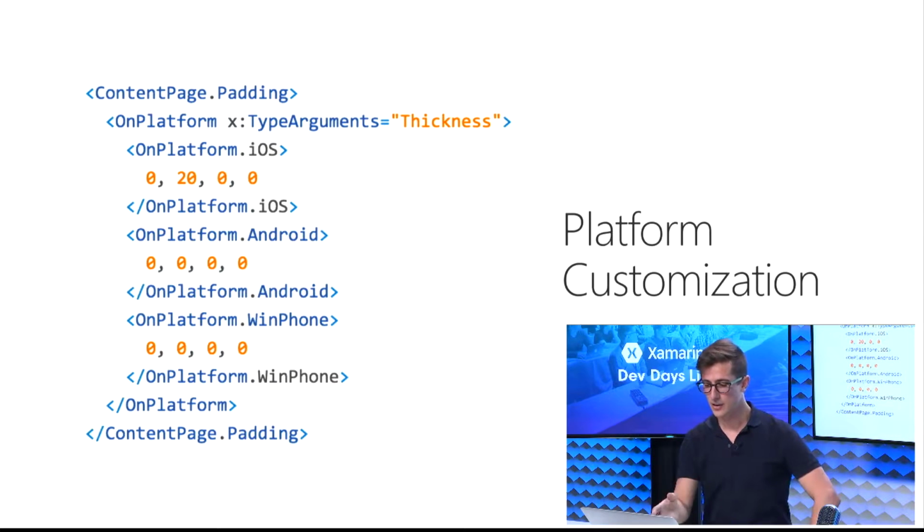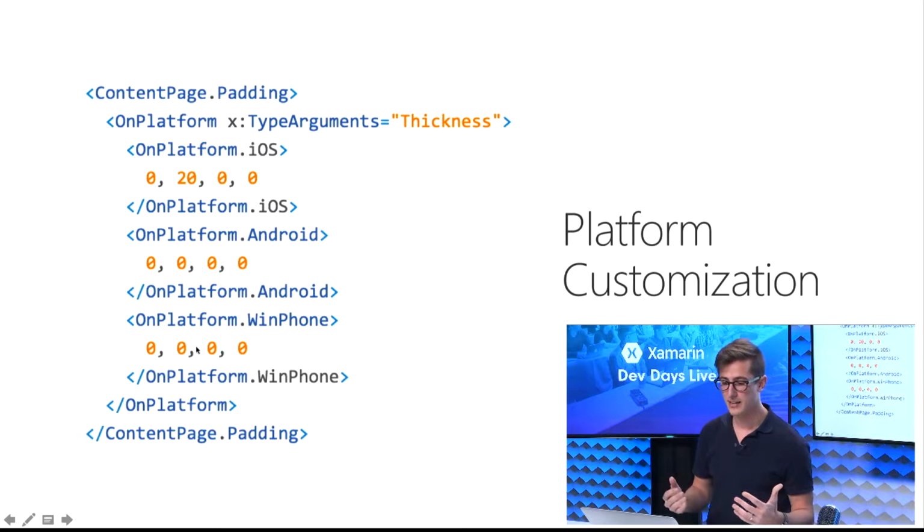and here in our platform customization code, that's exactly what we're doing. So if we look at this here, you'll see that we have 20 pixels of padding on the top for iOS, but we're not including that on Android or Windows. And so that allows us to tweak just a little bit. And this is still in XAML. This is still in Xamarin Forms in our shared code.